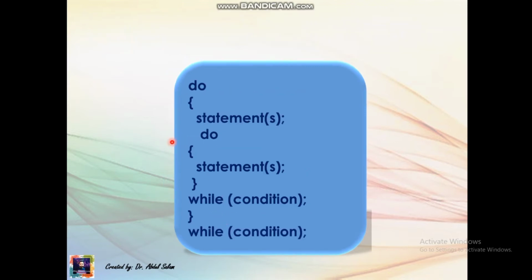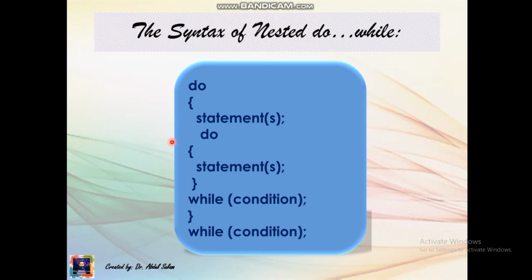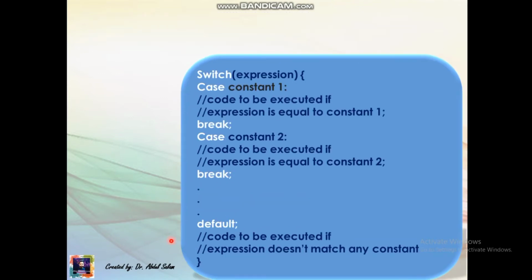Once you remember the syntax of while loop or for loop, you will become familiar with how to write the syntax of nested loops, because it's quite simple: you write a loop inside the loop, and the number of statements will be repeated after the loop. Do, statement, again a loop inside the loop, do, statement, while, condition, while, condition.